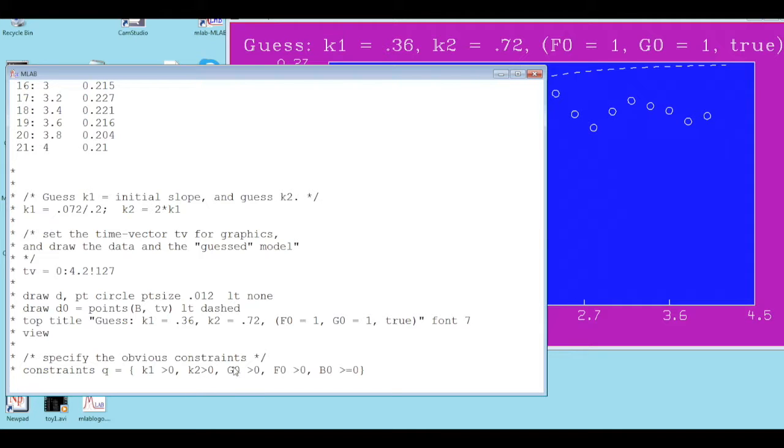We need to have some G in the system. G0 must be bigger than 0. F0 must be bigger than 0. And in fact, B0 that we start with must be 0 or bigger.